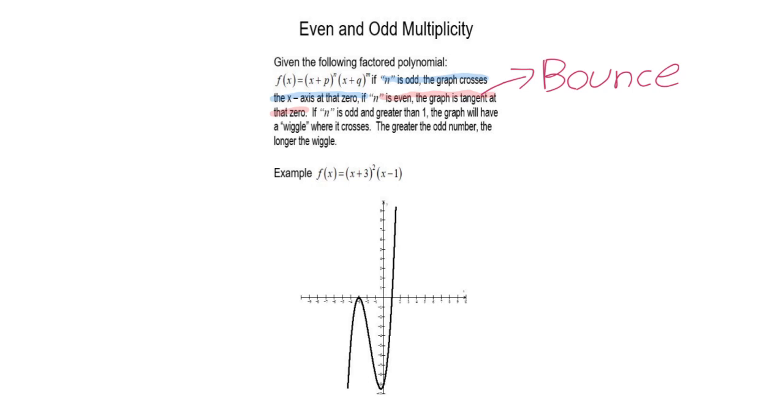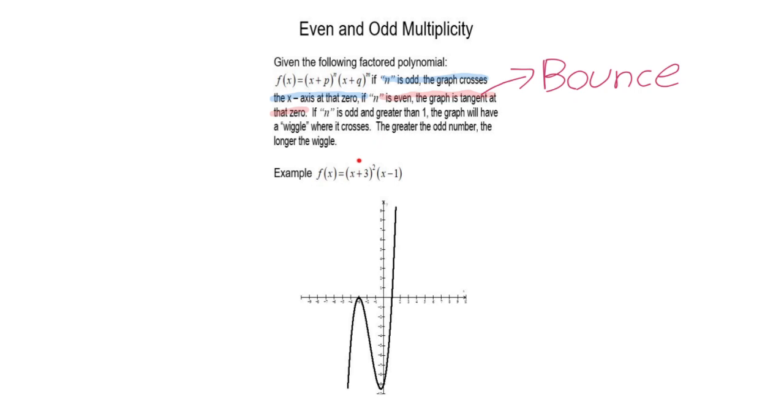Now this other part down here, if n is odd and greater than 1, the graph will have a wiggle where it crosses. The greater the odd number, the longer the wiggle. If you're going into calculus next year, put a star here, put an arrow here. This is important to know for future concavity problems. However, for the purposes of my class, if n is odd, the graph is going to cross at the 0. If n is even, the graph is going to be tangent or bounce at that 0.